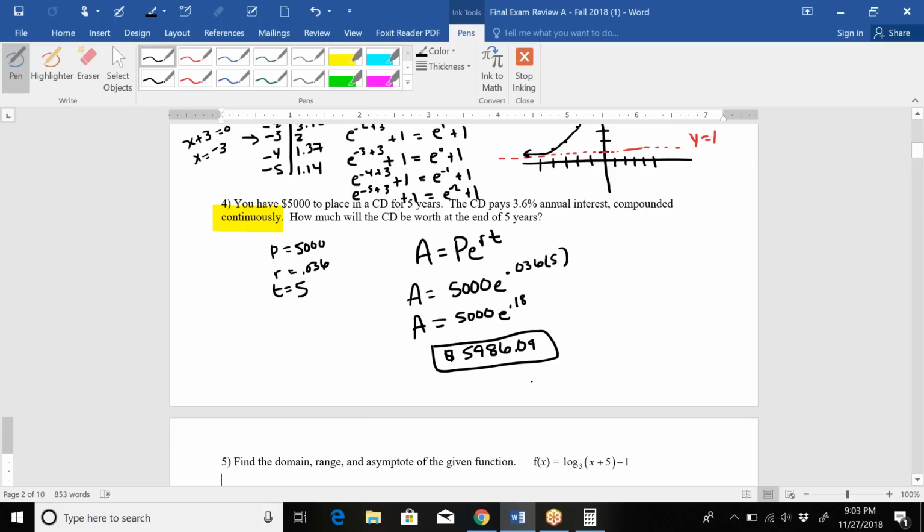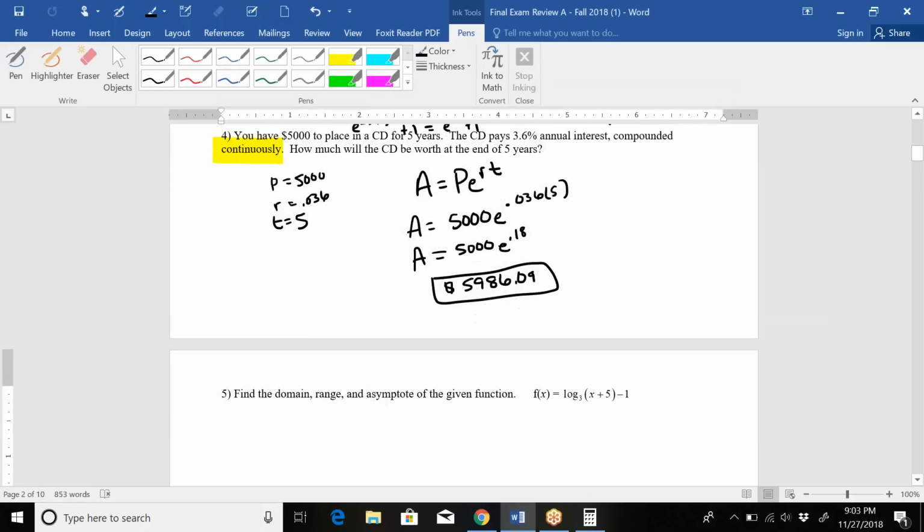So if you rounded it to the nearest whole, you would have rounded it just without the decimal.